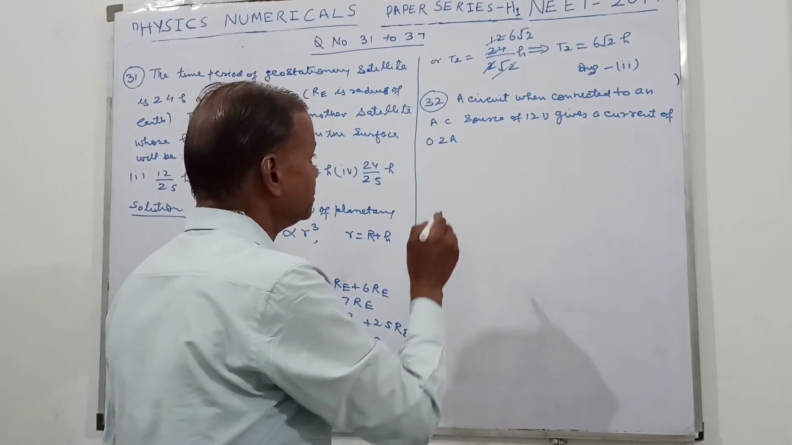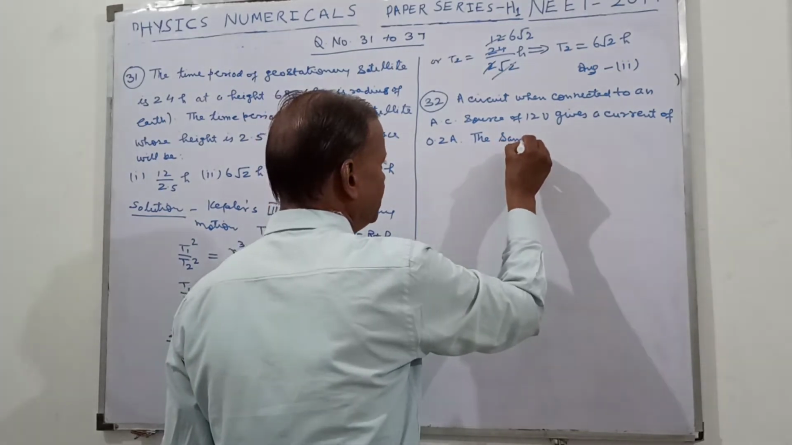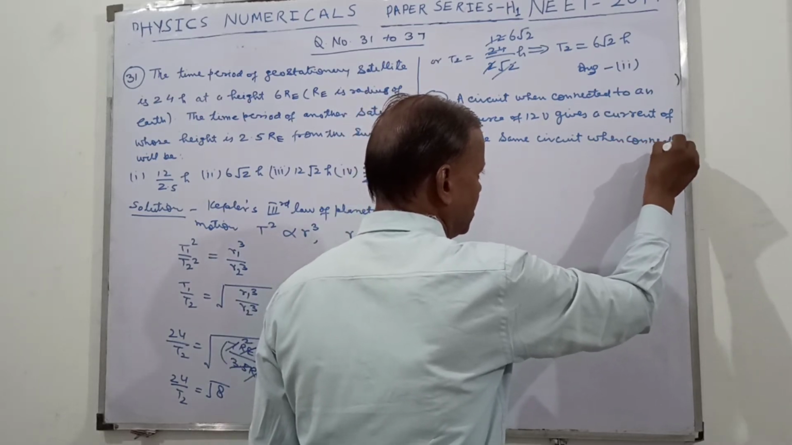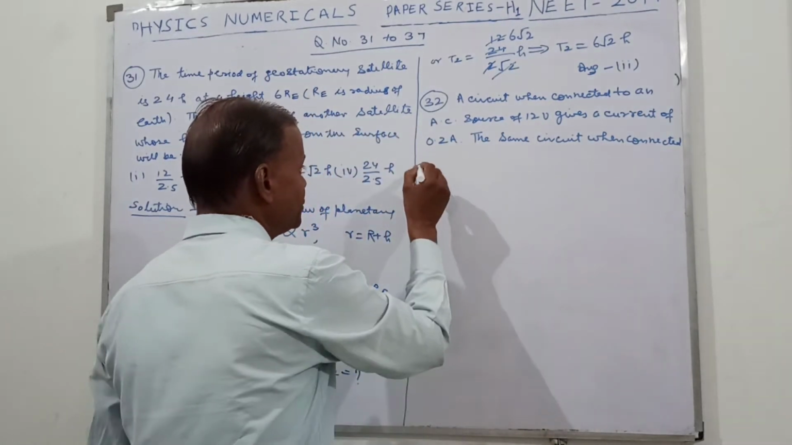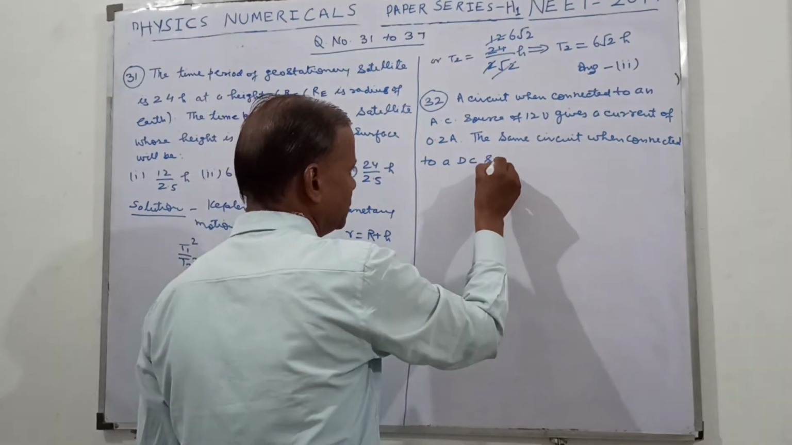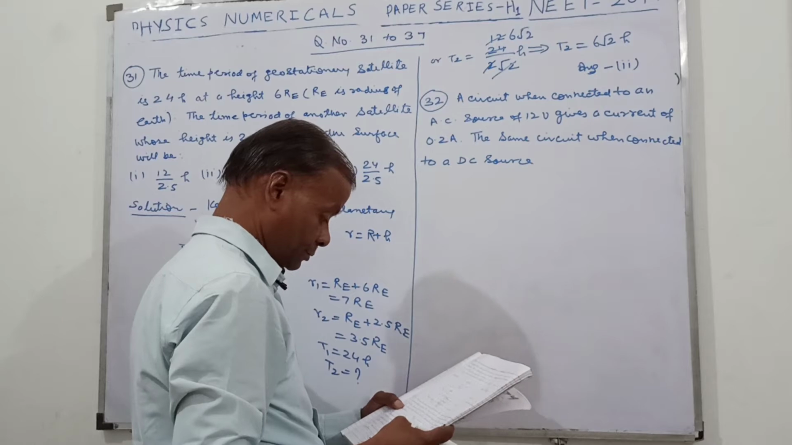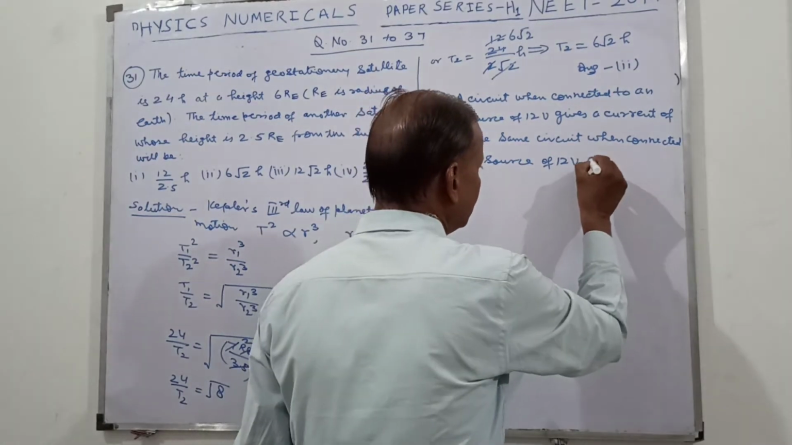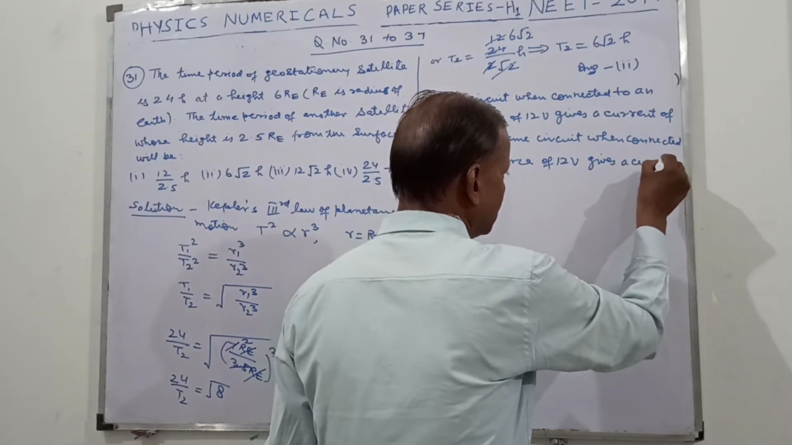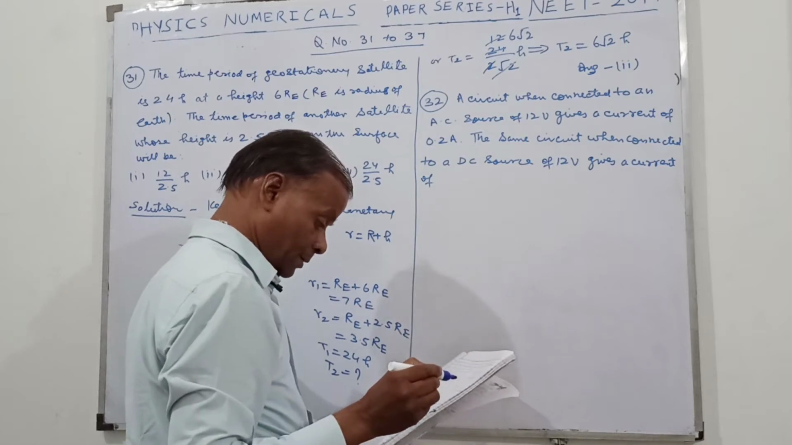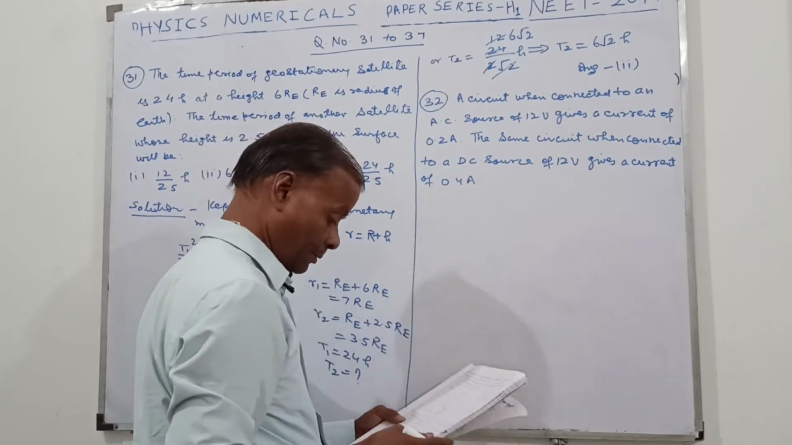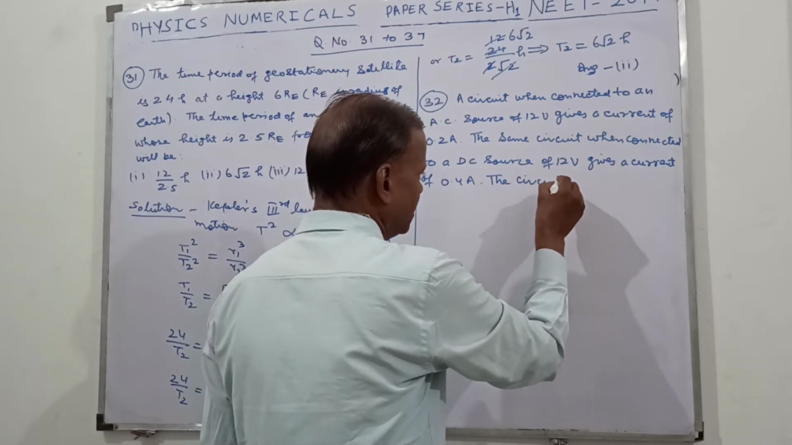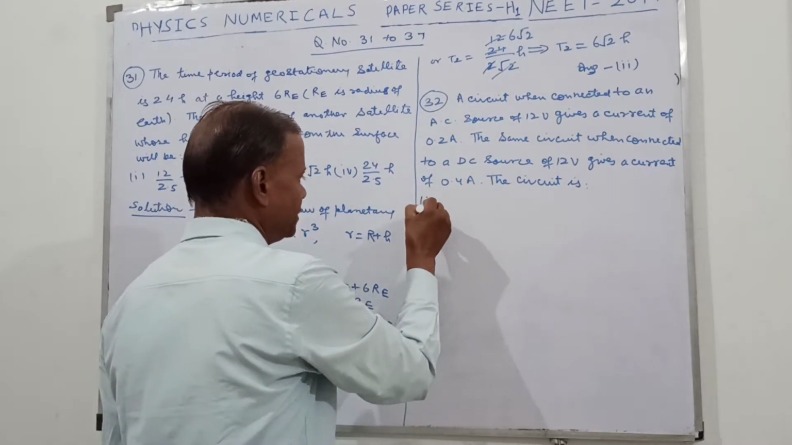The same circuit when connected to a DC source of 12 volt gives a current of 0.4 ampere. We have to recognize the circuit.